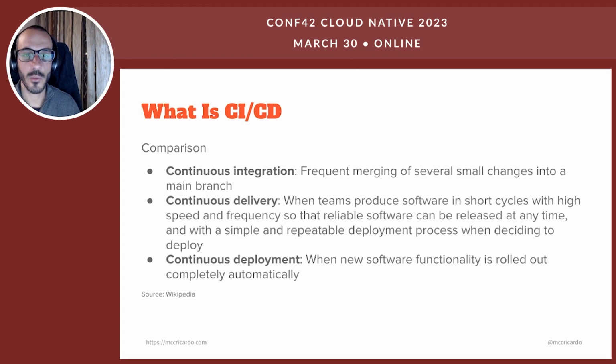So let's go from the start. Continuous integration: frequently merging several small changes into a main branch. Continuous delivery is when teams produce software in short cycles with high speed and frequency, so that reliable software can be released at any time with a simple and repeatable deployment process when deciding to deploy. And continuous deployment is when software functionality is rolled out completely automatically. In practice, some people use continuous delivery and continuous deployment interchangeably.